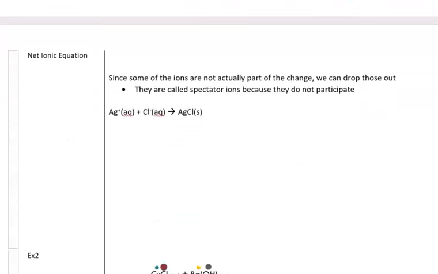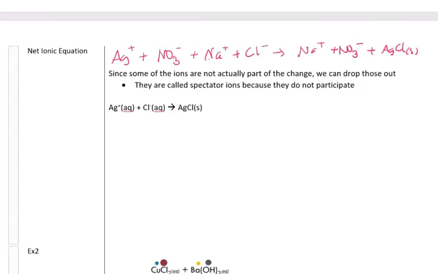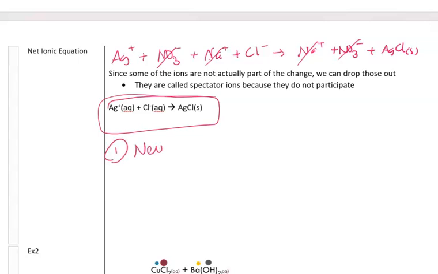Right? So I'm going from that whole total ionic equation, taking out my spectators. That's how I'm getting to the net ionic equation. And the net ionic equation lets me really focus on where the changes happen. A couple of things to keep in mind. One, this never includes spectators.